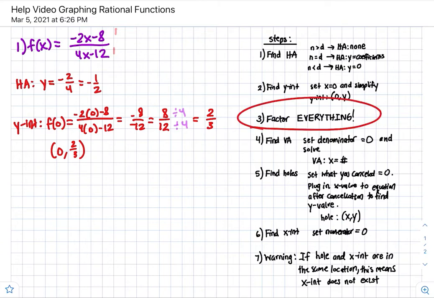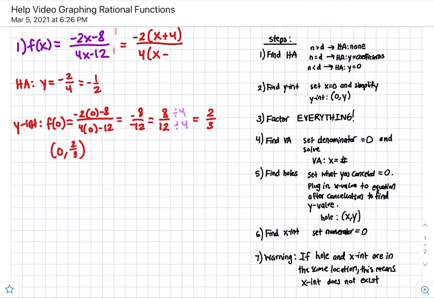Now, let's factor everything. On the top, you can factor out a -2. -2 goes into -2 once, so positive 1 time. -2 goes into -8 positive 4 times. And from the bottom, you can factor out a 4. 4 goes into 4 once, so 1x. 4 goes into -12, -3 times.